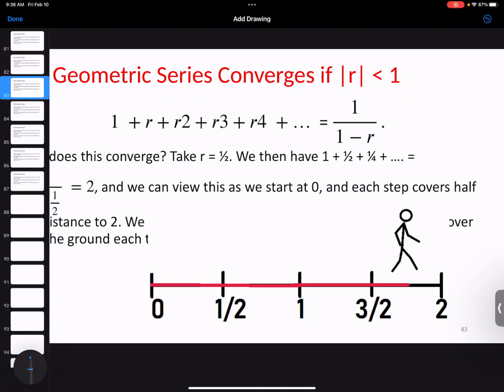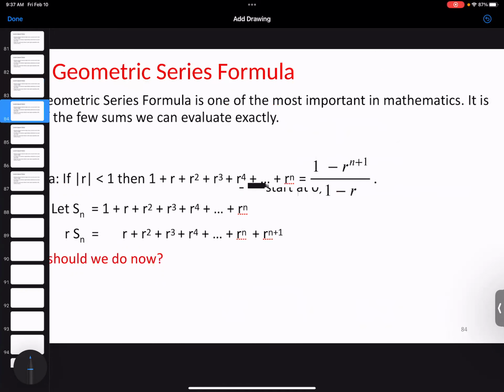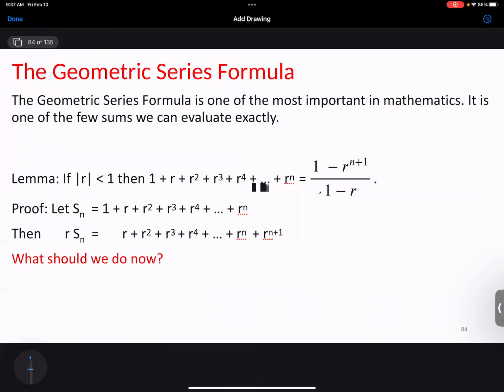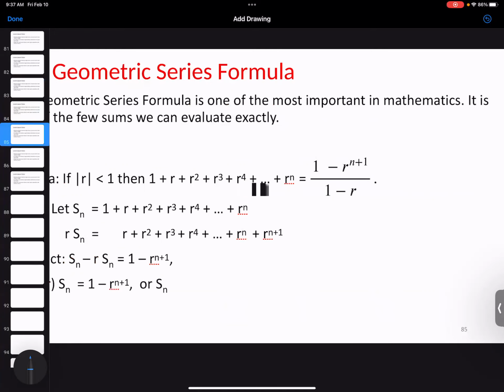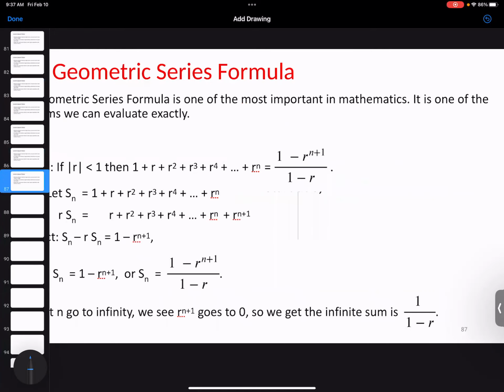The next step is 1/4. Again, they cover half the distance to 2. So after each step, the distance they have to go is half of what it was a moment ago. And so this should hopefully let you believe that the geometric series formula is at least reasonable in the special case when R equals 1/2. It does look like it's converging to 2. All right, this is the algebra proof I mentioned earlier. So I'm going to skip that.